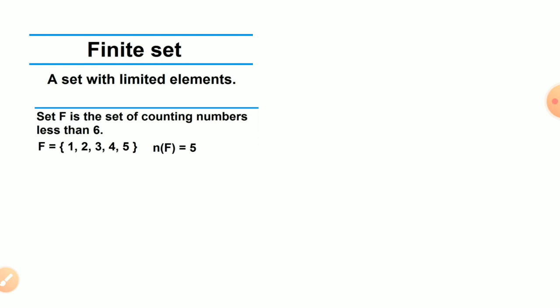Next we have finite set. Again, the name indicates a set with limited elements. A set which has limited elements is called the finite set. For example, set F is a set of counting numbers less than 6. If we take counting numbers less than 6, then the set will have 1, 2, 3, 4 and 5. The number of elements in set F is equal to 5. Here we have countable, limited elements. So the set F is called the finite set.